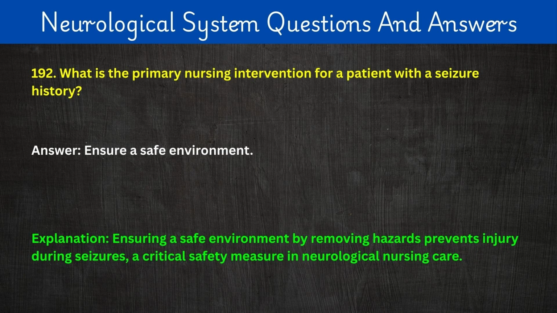What is the primary nursing intervention for a patient with a seizure history? Answer: ensure a safe environment. Explanation: ensuring a safe environment by removing hazards prevents injury during seizures, a critical safety measure in neurological nursing care.